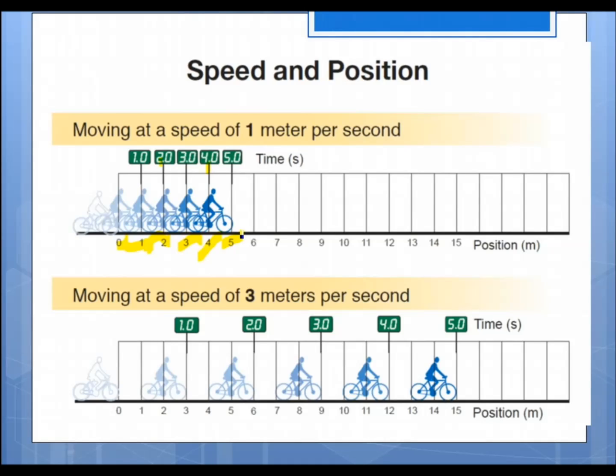And then down here, we're moving at a speed of 3 meters per second. So what does that mean? Well, that means we're starting at the same spot, but in the same amount of time, it's only been 1 second, and we're already at the 3 meter mark. At 2 seconds, we're at the 6 meter mark. At 3 seconds, we're at the 9 meter mark. At 4 seconds, we're at the 12 meter mark, and at 5 seconds, we're at the 15 meter mark.